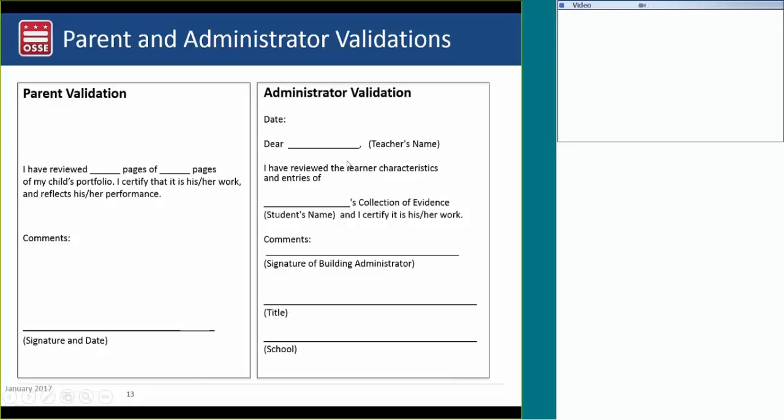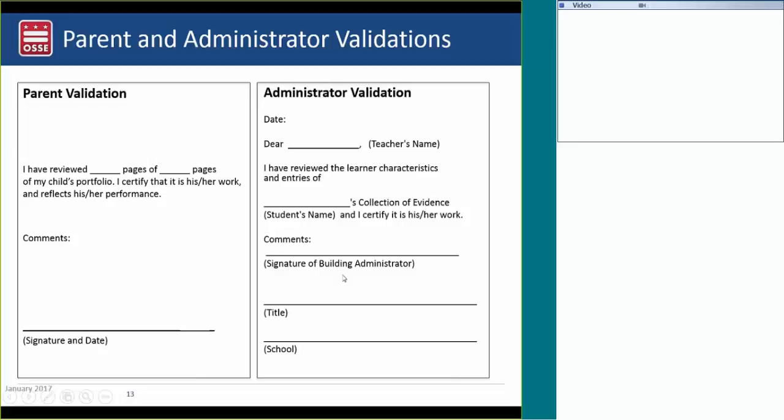There may be another form with some different wording on it posted to the OSSE website, but if it isn't, you may use this form just the same, and that would be fine. Teacher's name, you're pretty much directed on how to fill this out all the way through. I would hope that before your building administrator actually signs this, that they take a look at the student's work.